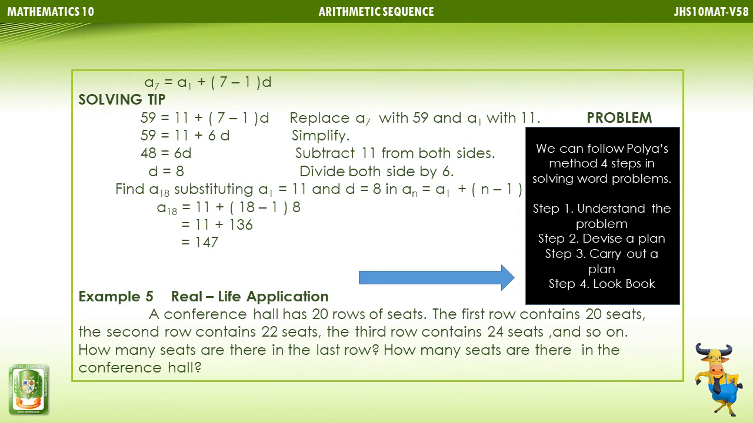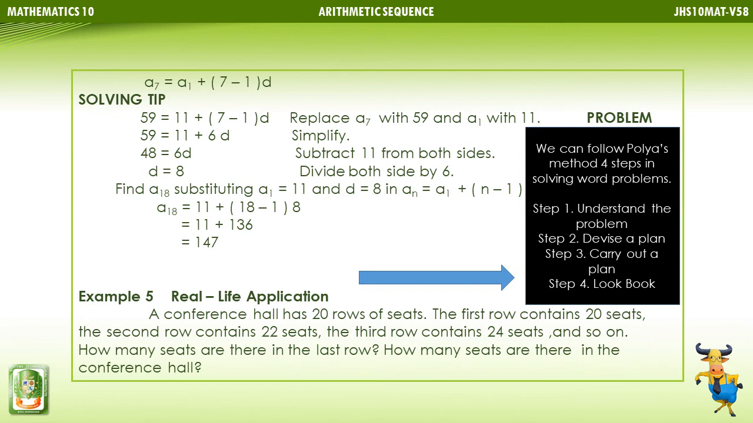Example 5. Real life application. The conference hall has 20 rows of seats. The first row contains 20 seats. The second row contains 22 seats. The third row contains 24 seats, and so on. How many seats are there in the last row? How many seats are there in the conference hall?